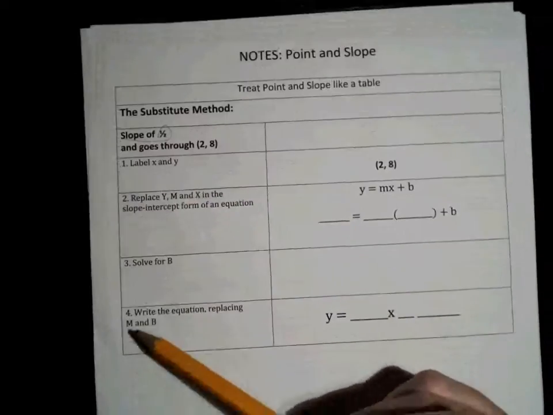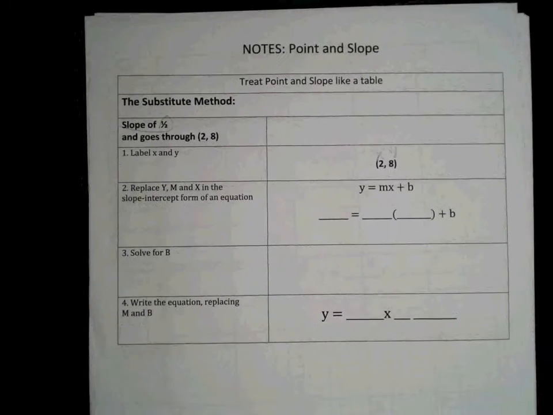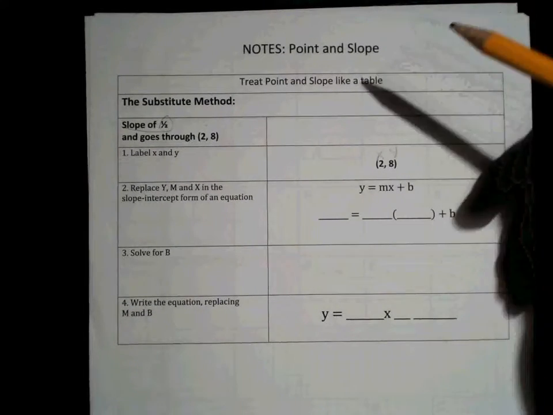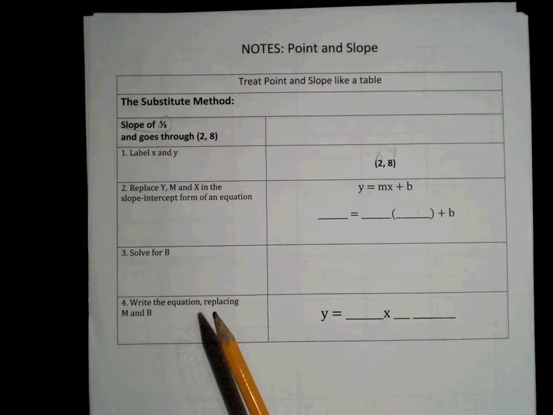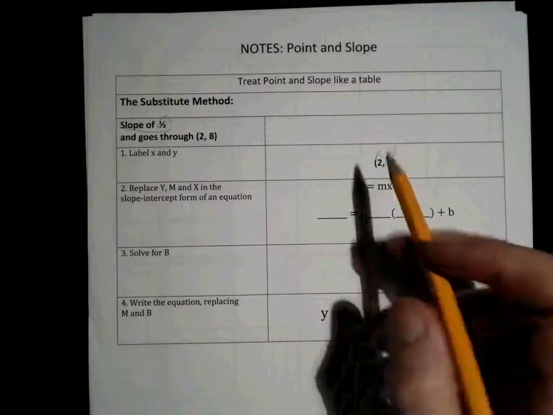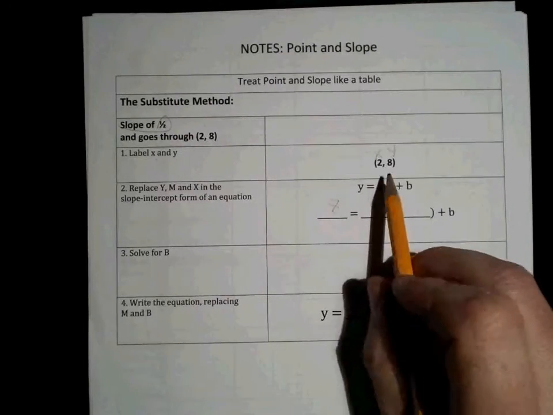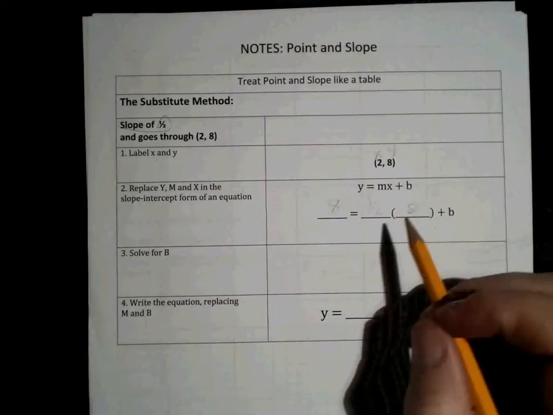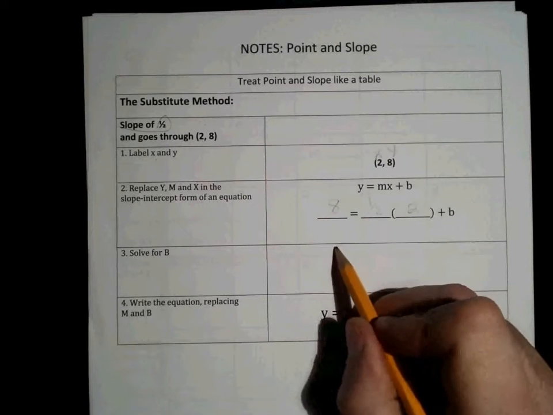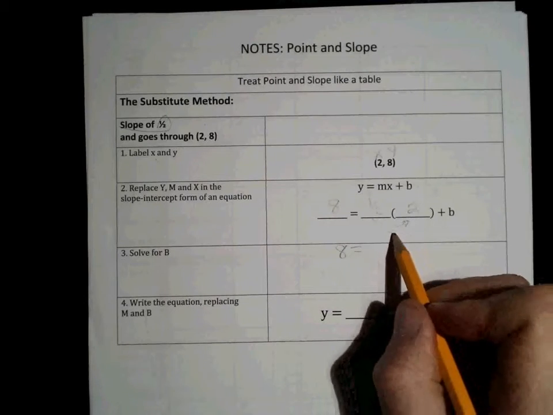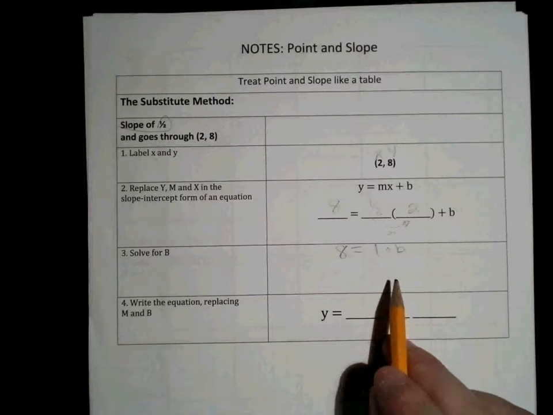The first, we're going to label our x and y in the point. Second, this is the substitution method, so we're going to substitute y, m, and x into the equation y equals mx plus b. The y is 8. The slope they provided was 1/2, and my x is 2. So I'm going to replace all of those into this equation and solve. So down here I'm going to rewrite it. I'm going to go ahead and do the multiplication of 1/2 times 2, and I get 8 equals 1 plus b.